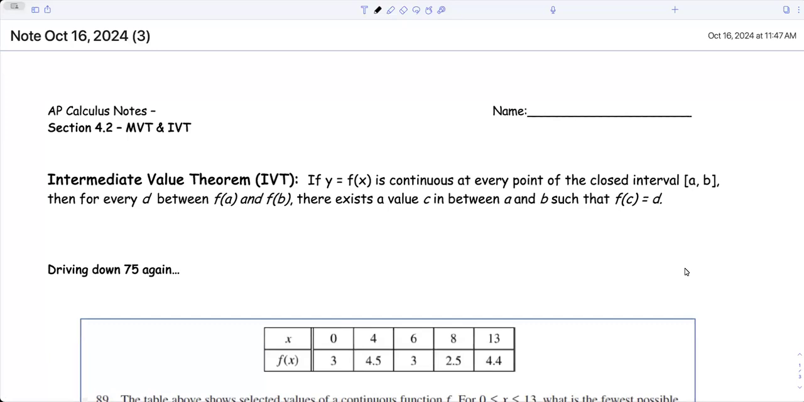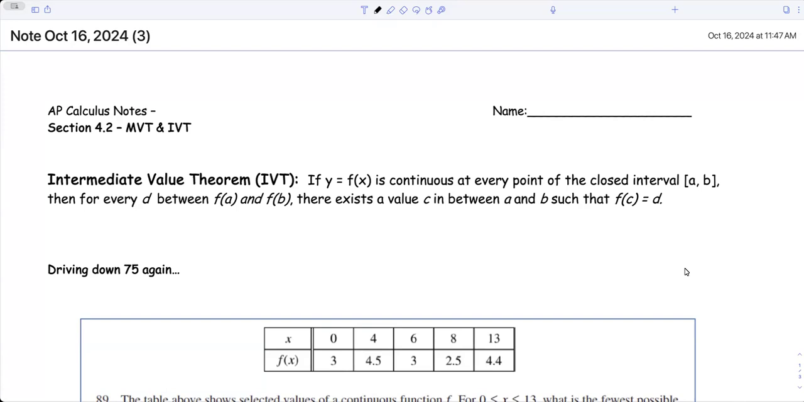So that means at some point I had to go through 60, right? And at some point, if I go from 30 to 80 and it's continuous, I also have to go through 50. I have to go through every point between those two things. That's basically what the intermediate value theorem says.